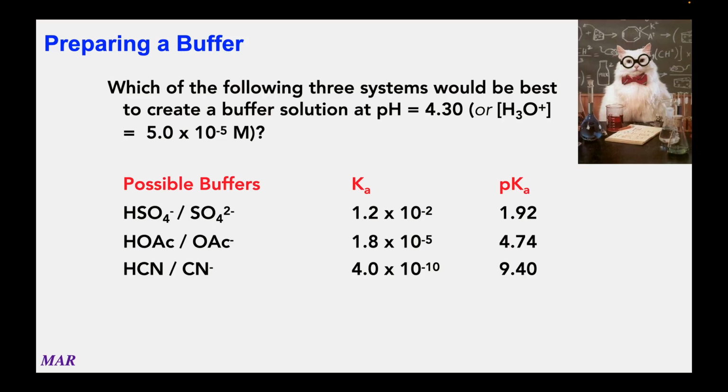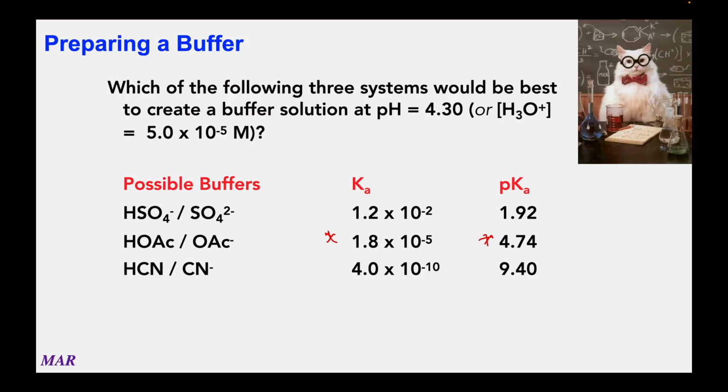So hopefully you can realize here that if we want a pH of 4.30, we want a pKa as close to that as possible. And in this list, definitely the acetic acid acetate combination is closest to 4.3. 4.74 versus 4.3, that's closer. The first one, the hydrogen sulfate sulfate, would be probably more acidic, and the last one, HCN CN minus, would probably be more basic. Now, if you had Ka values, we want 5.0 times 10 to the minus 5 to be as close to our Ka as possible, and that's obviously closest to, again, the acetic acid.